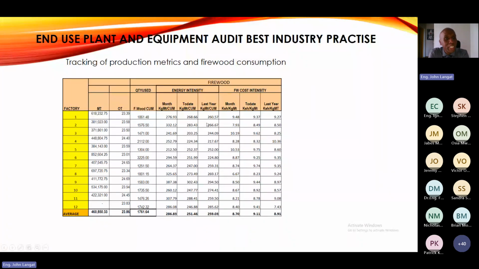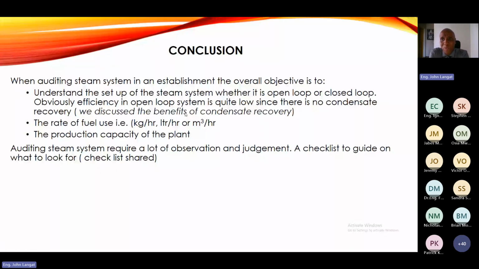In conclusion, when auditing the steam system in an establishment, the overall objective is to understand the setup of the steam system, whether it's open loop or closed loop. Obviously, efficiency in open loop is quite low since there is no condensate recovery. The rate of fuel use, as I mentioned above, needs to be tracked. It should be a record. Then the production capacity of the plant: you should be in a position to know the total production capacity of this plant. Lastly, auditing steam systems requires a lot of observation and judgment.